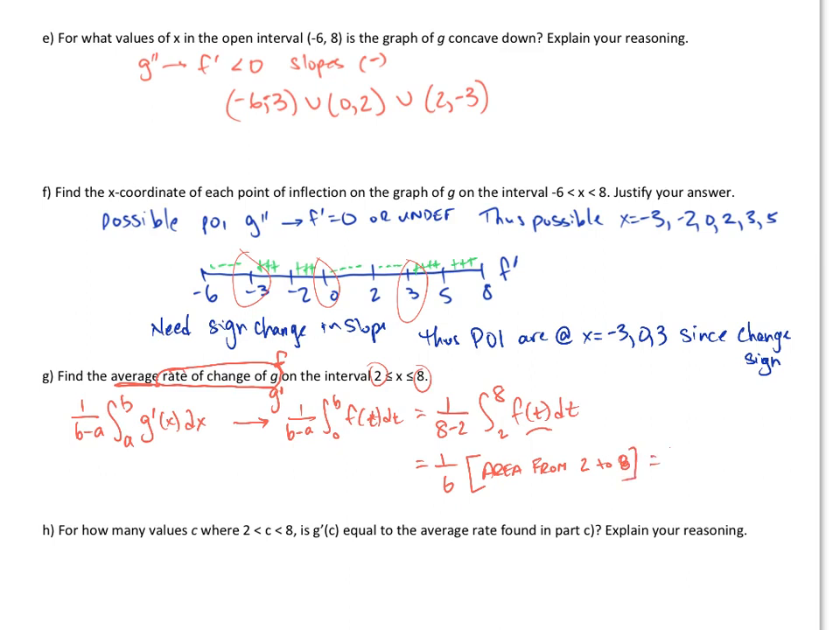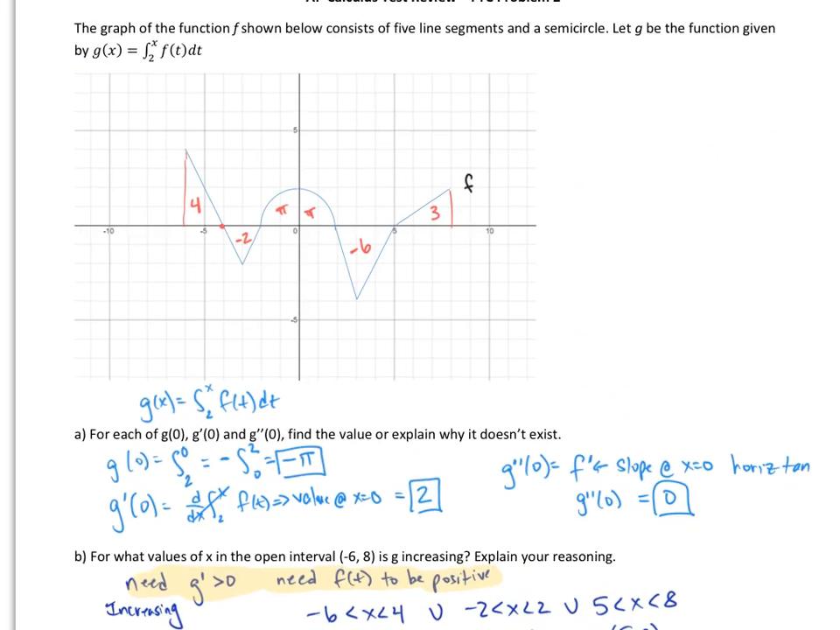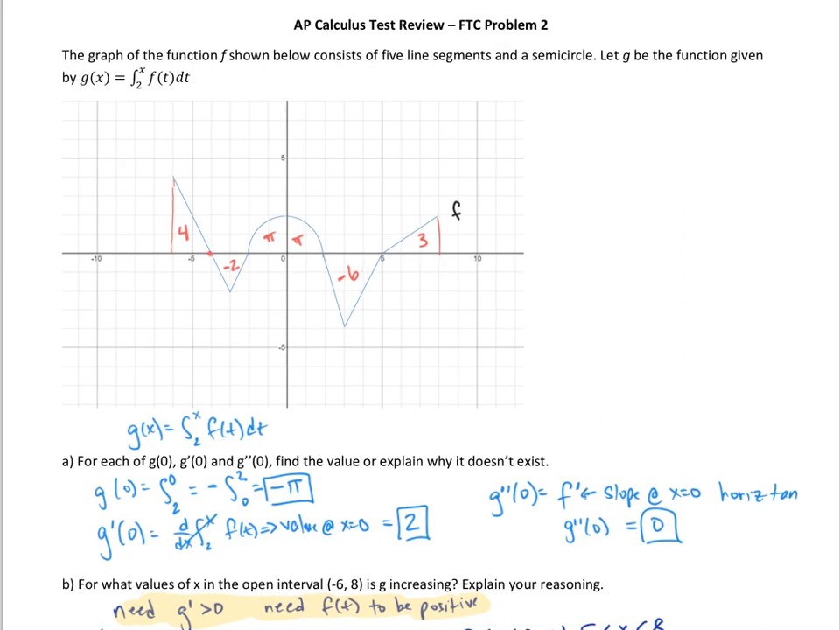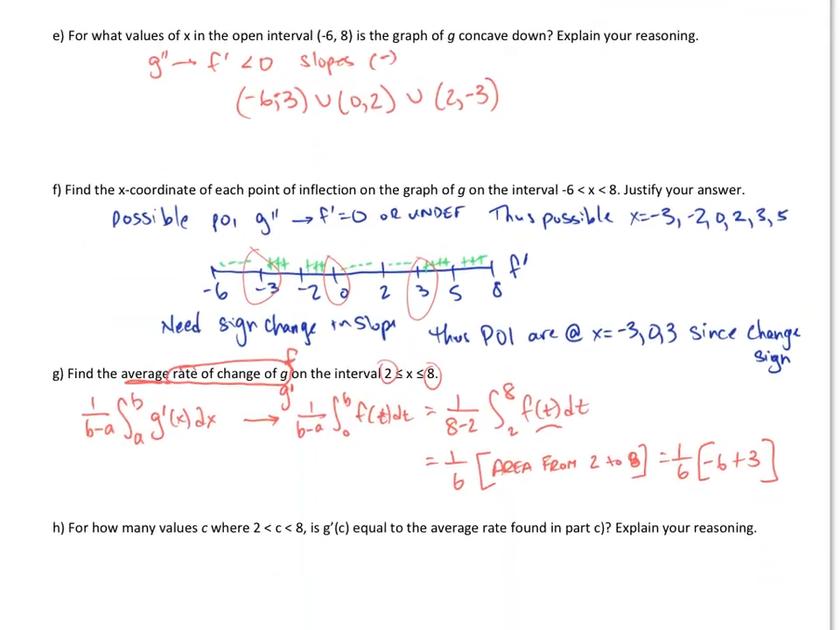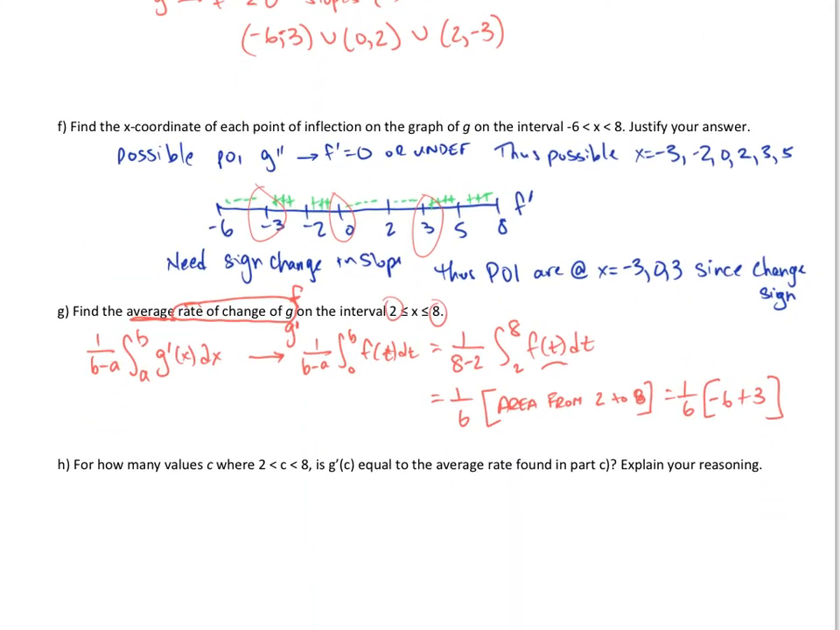So this becomes 1/6, and what I'm looking at is -6 plus 3. Let me show you the area from 2 right here to 8. It's -6 plus the 3. All right, so this will yield a final value of -1/2.